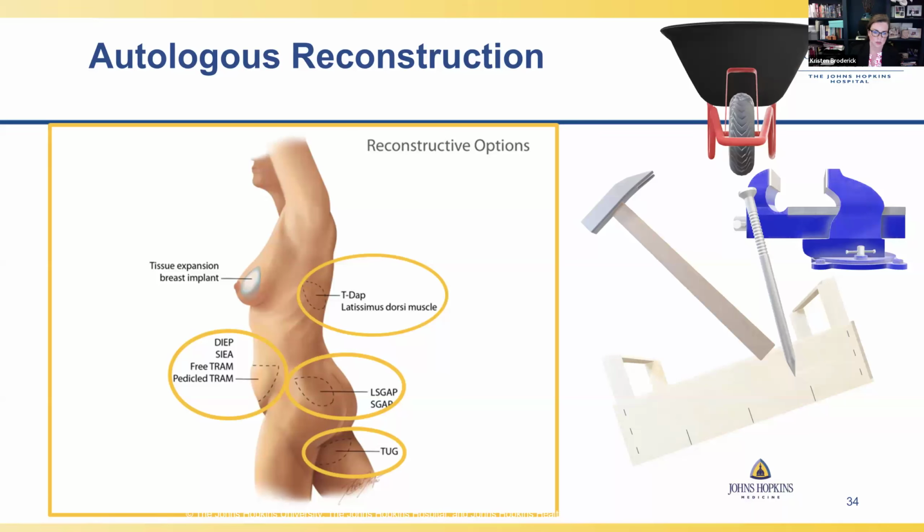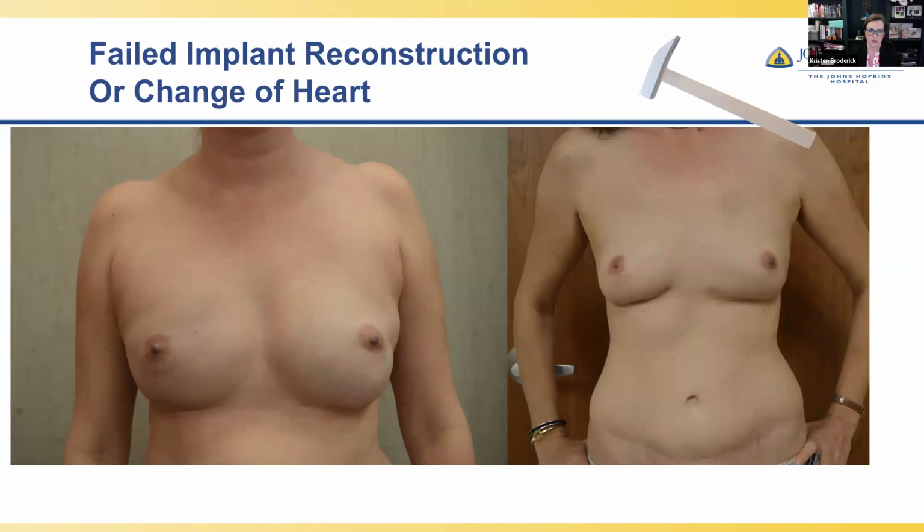So these are the typical places that we take your own tissue from if you have to do that. I always think we have tools in our toolbox, the most common hammer being the DIEP flap. And this is a patient who had implants and she wasn't happy with them because she kept getting recurrent infections.